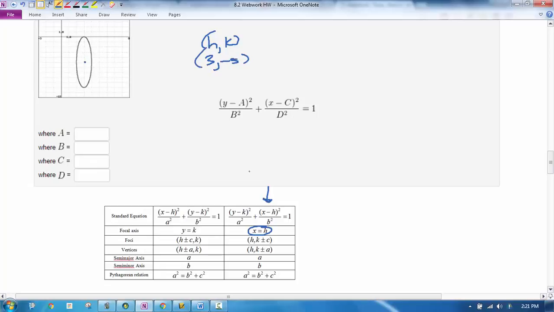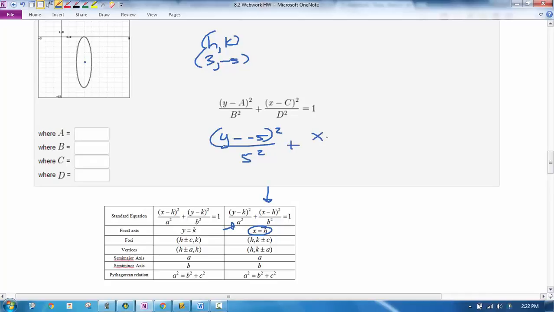K is -5, so that'd be y minus -5 squared over, and now B is, in this case, underneath the other term. So if you compare this formula here, that's going to be a squared, which is half the length of the major axis, which is 1, 2, 3, 4, 5. So it'd be 5 squared, which is 25. I'll leave it as 5 squared.